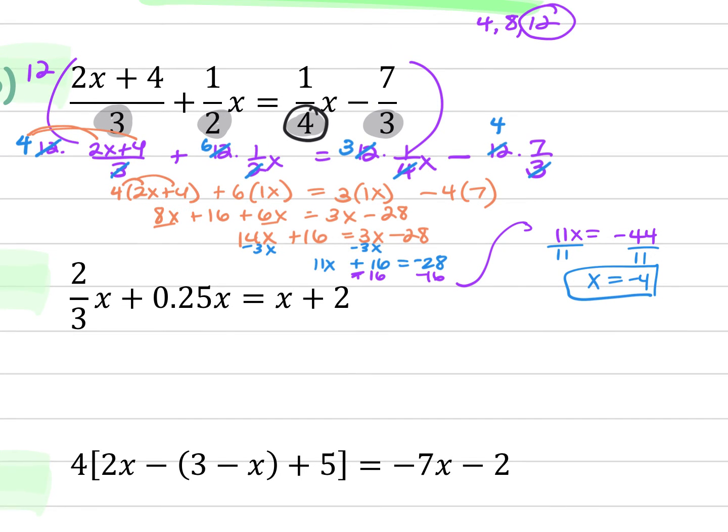So again, with extra time, I can take that negative 4 and plug it back into my original equation everywhere there's an x and see if my left side equals the right. That's how you can check these.